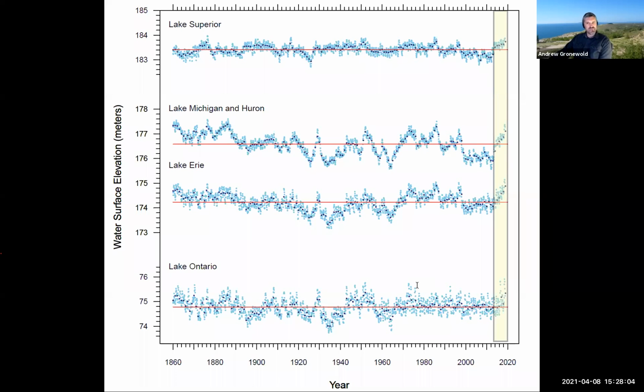Although we can also see that there are limits to what that outflow control can do, particularly in 2017 and 2019, where despite having that control measure in place, there was so much water in the system that Lake Ontario hit record high water levels in 2017 and 2019. So that's my response to the story about Lake Ontario.